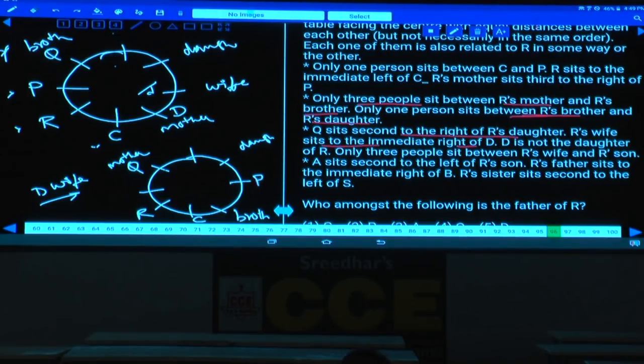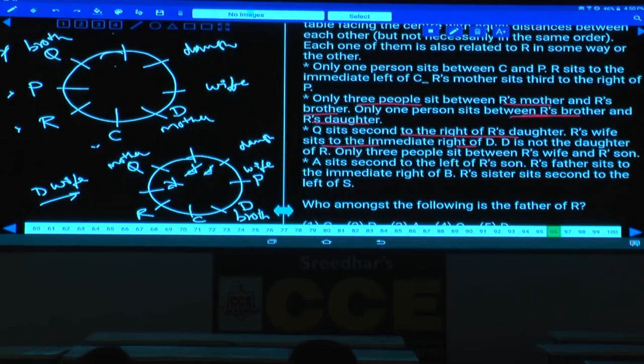Again in the second case also, let us check out D and the wife. Tell me whether D can be at this place. D cannot be at this place. Why? If D is here, wife and mother are one and the same, which is not possible. And D cannot be here because D is not the daughter. And if D is here and the wife sits to the immediate right of D, that means R and the wife are one and the same, which is not possible. Then what is the only possibility here? The only possibility is that D must be the brother. If D is the brother, then this person is the wife.